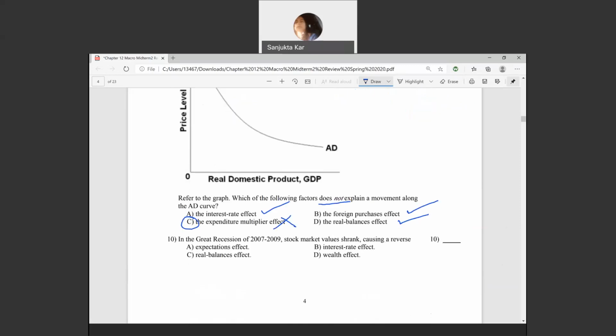Now question number 10. In the Great Depression of 2007-2009, stock market values shrank, causing a reverse what? Reverse wealth effect. That means the aggregate demand curve is going to shift to the left. Okay.